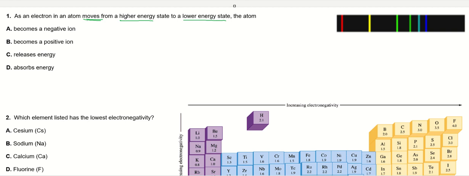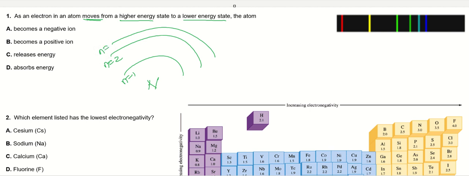So there's your nucleus. Energy level one, energy level two, energy level three, and so on. When an electron moves from a higher energy state to a lower one, that's going to produce light, or a photon with a certain frequency. That might be right there.